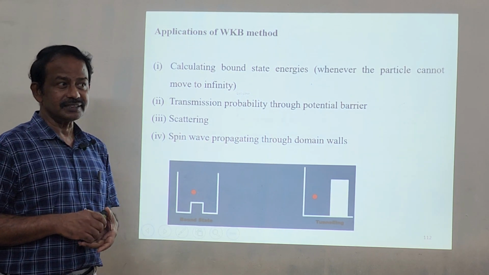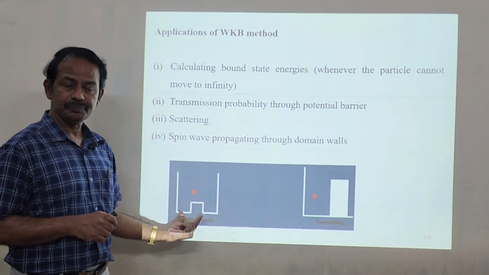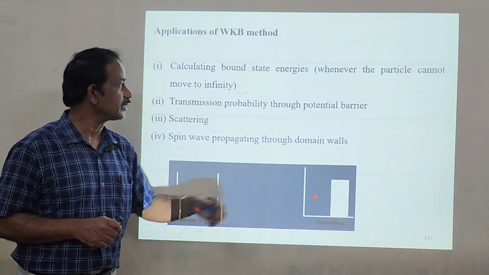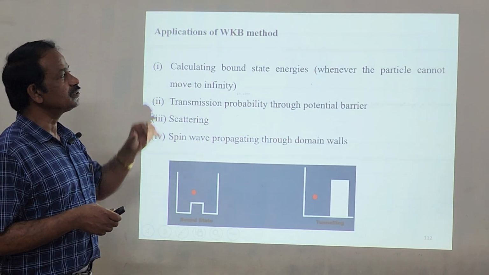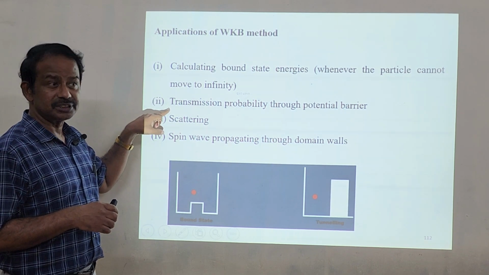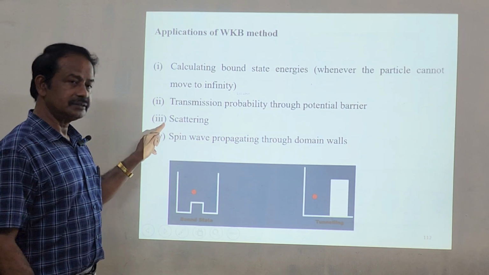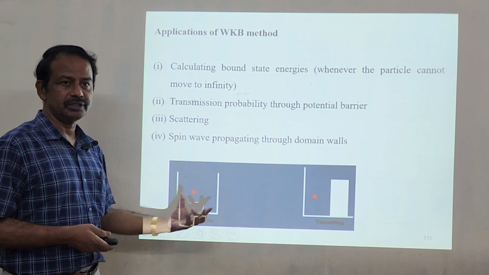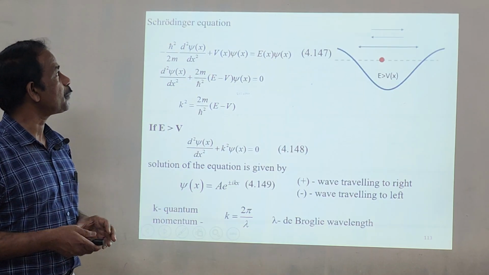And what are the applications? As I said, we can have two options. One is the bound state, and another one is the tunneling property. So mainly, calculating the bound state energies whenever the particle cannot move to infinity, then the transmission property, the tunneling property through a potential barrier. Scattering problems also it will be used for. Then spin wave propagation through domain walls also. So these are the applications of the WKB method.